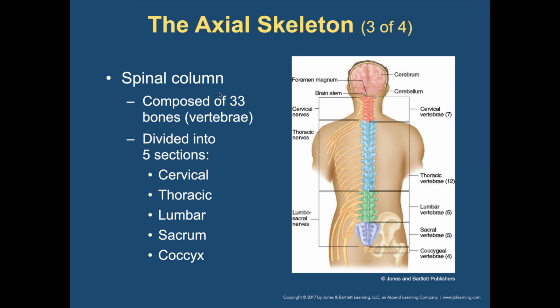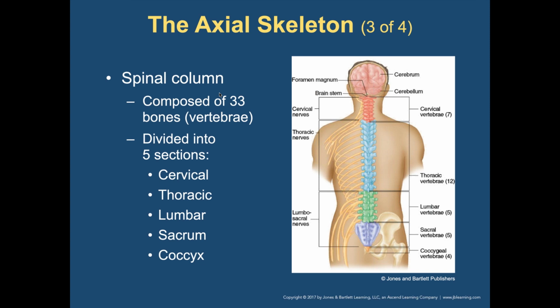Now, there's a set amount of bones in each of these regions. Can anybody tell me how many are in your cervical, thoracic, and lumbar regions? It's 7, 12, 5, 5, 4, right? Yep. Good job. So 7, 12, and 5, that's your cervical, your thoracic, and your lumbar.